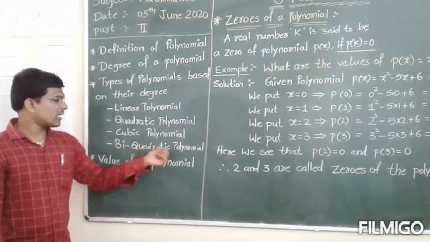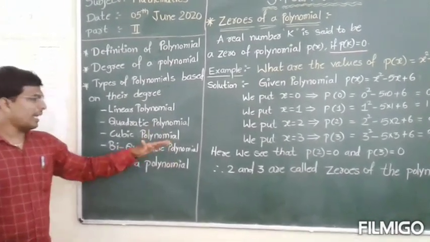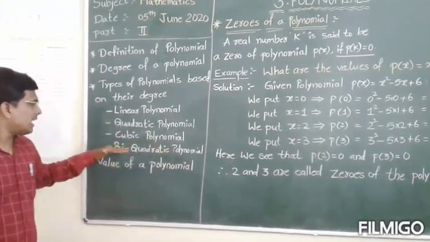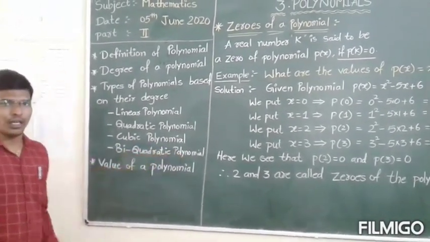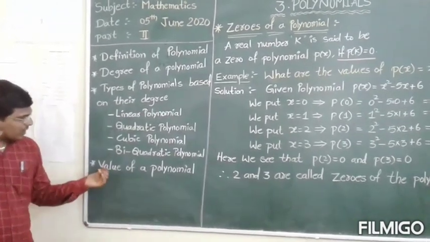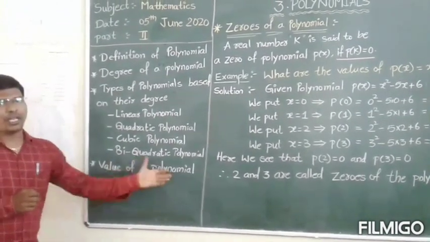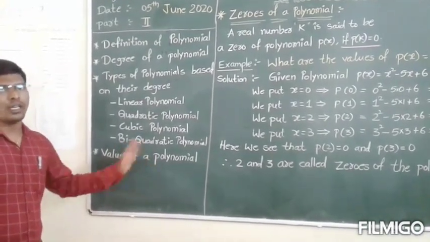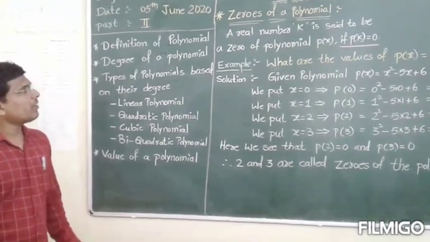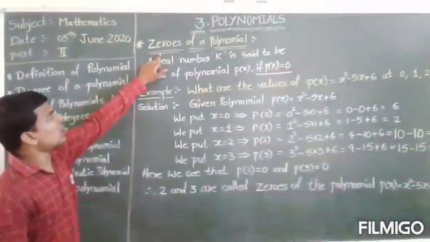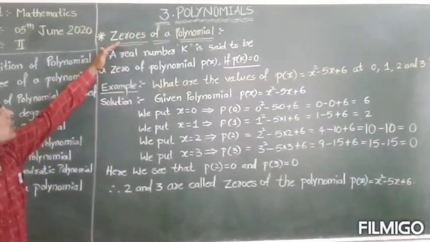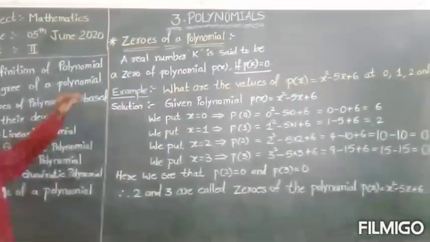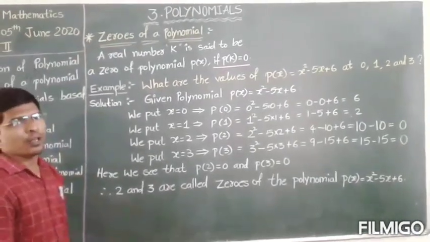Next, biquadratic polynomial. If any polynomial has degree 4, then we can say it is a biquadratic polynomial. And yesterday we learned the value of a polynomial. All of you know how to find the value of a polynomial. Today we are going to discuss zeros of a polynomial. This topic is somewhat related to the value of a polynomial. So what is the definition of zeros of a polynomial?